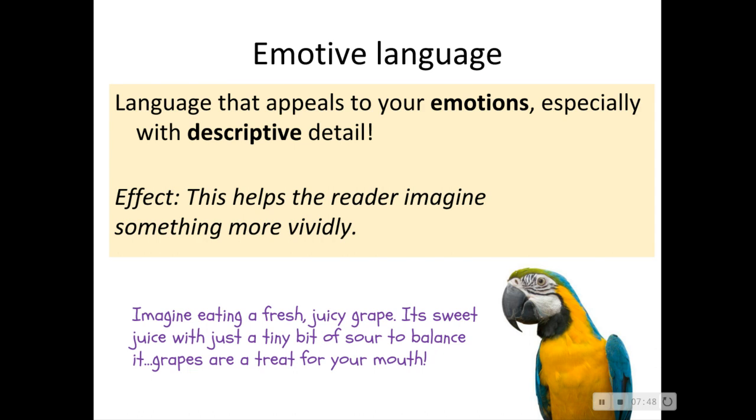So when you're explaining emotive language, you're going to say that it'll help the reader imagine or feel something. And you'll explain what and why the writer wants you to imagine or feel that.